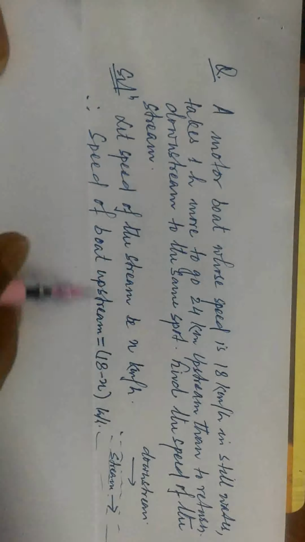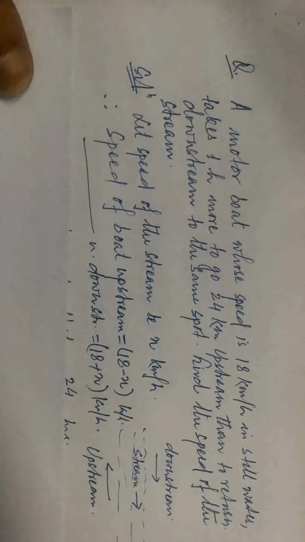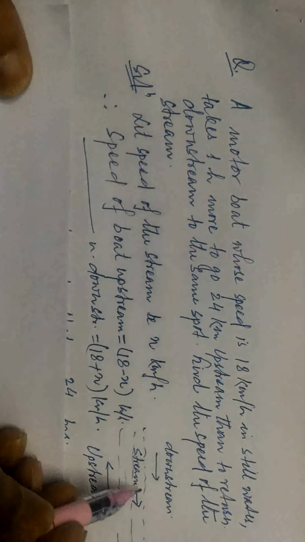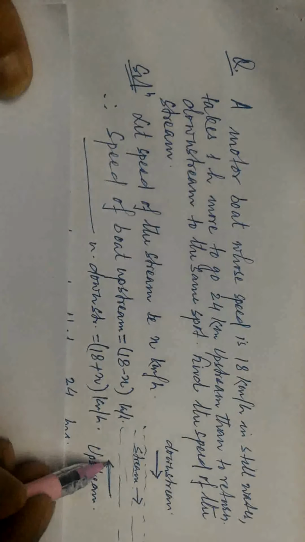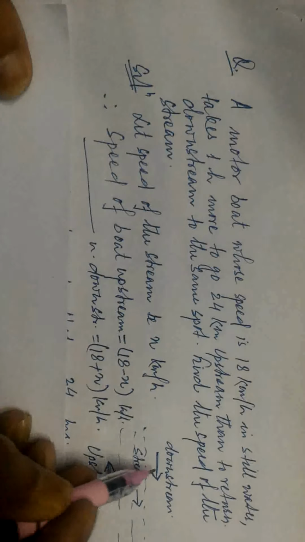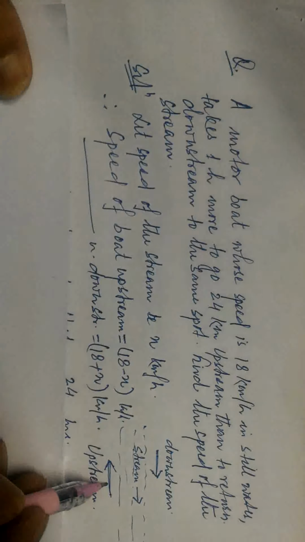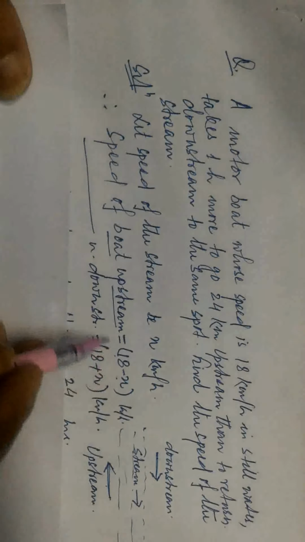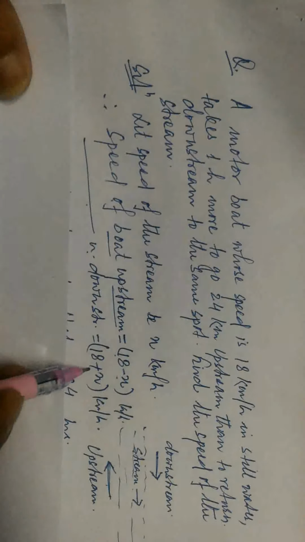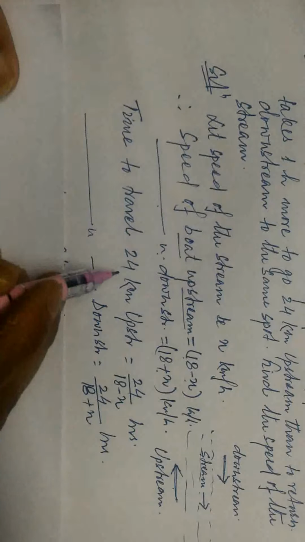Now let us take the speed of the stream to be x km per hour. Now here, for this type of question, you need to understand this concept. When you go along the stream, it is known as downstream. And when we go against the stream, it is known as upstream. So downstream speed gets added with the speed of the stream, and in the upstream it gets subtracted. So speed of boat upstream will be what? 18 minus x. Speed of boat downstream will be what? 18 plus x.